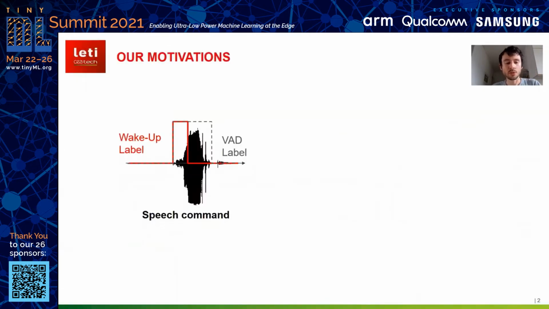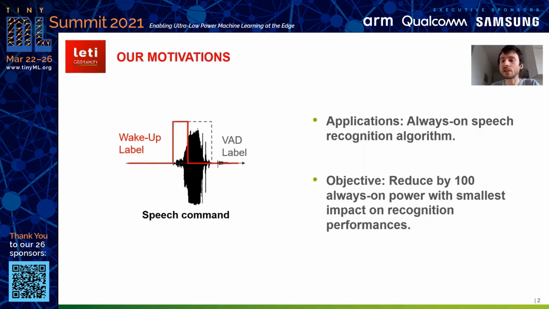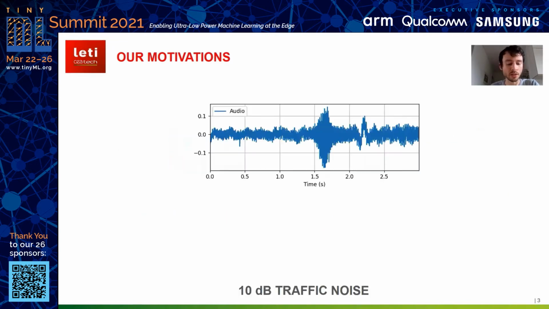Talking about voice wake-up system, so we have someone saying something like, "Hey Google," or "Pass me the salt." A start of speech is detected on the device, and a downstream machine learning decides whether it's a useful speech sample. Our application is an always-on speech recognition algorithm, and our objective is to reduce always-on power by a factor of 100 with the smallest impact on recognition performance.